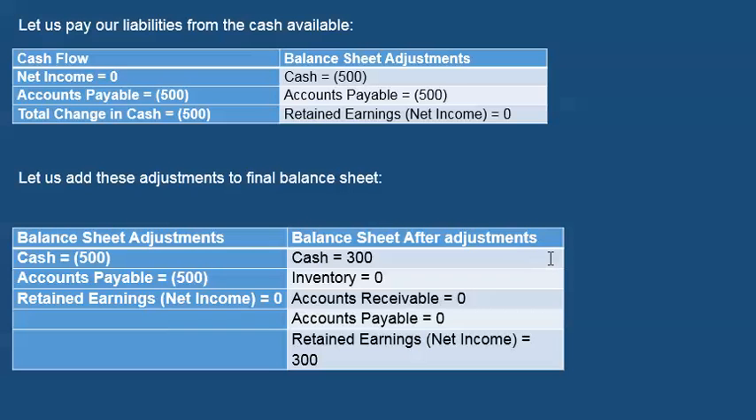Our final balance sheet after all the adjustments looks like this. Cash equals 300 after all the transactions. Inventory is now 0. Accounts receivable is 0. Accounts payable is 0. And our retained earnings equals 300.